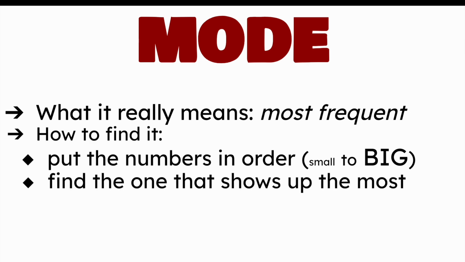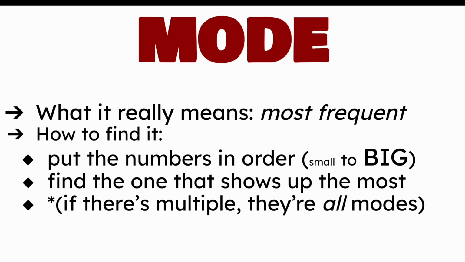It's possible that there'll be more than one number that shows up the most. You know, like on that basketball team, there's three guys who are 6'5 and three guys who are 6'2. Well, 6'2 and 6'5 are both the modes. You can have multiple modes. So how do we do this?